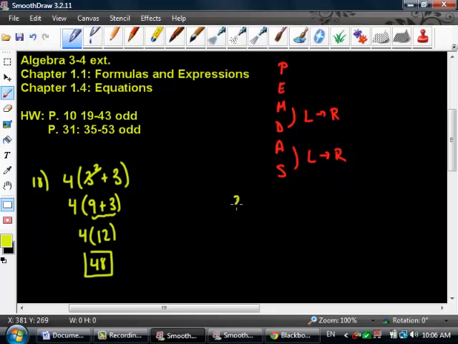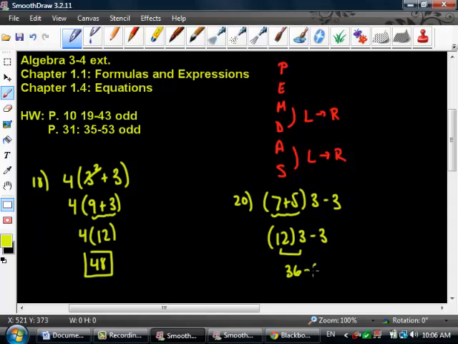Let's take a look at number 20. We've got 7 plus 5 times 3 minus 3. Please do not fall into the trap of subtracting 3 minus 3. Otherwise you'll get 0 times 7 plus 5, which is going to be 0. Handle the parentheses first. 7 plus 5, that gives you 12. I'm going to leave the parentheses there, and then 3 minus 3. Well, 12 times 3 has to happen first, because whenever you see parentheses and there's nothing happening in between them, it's going to be multiplication. Agreed? Do we agree with that? Cool. So 12 times 3 is 36, minus 3 more. 36 minus 3 is 33.